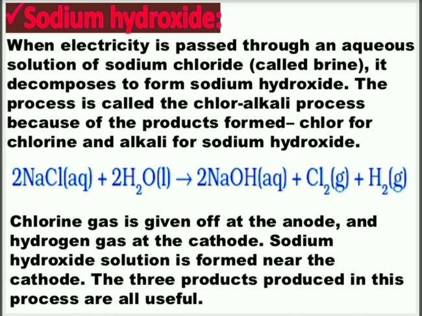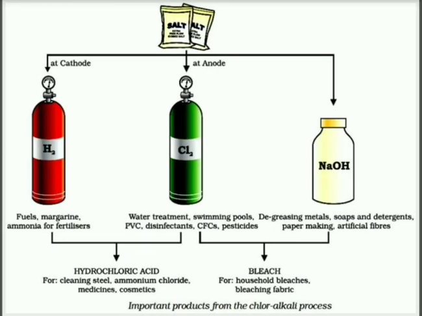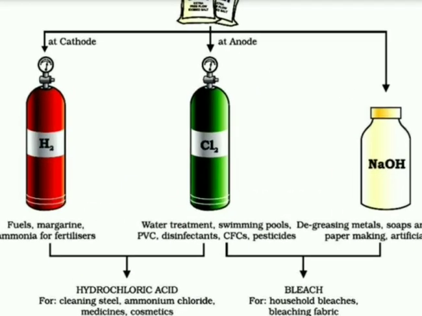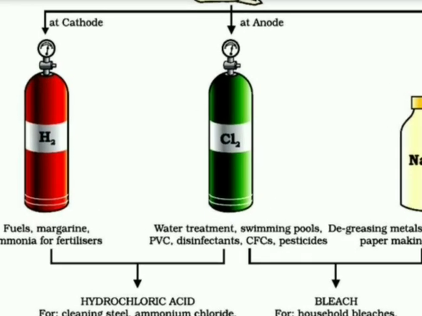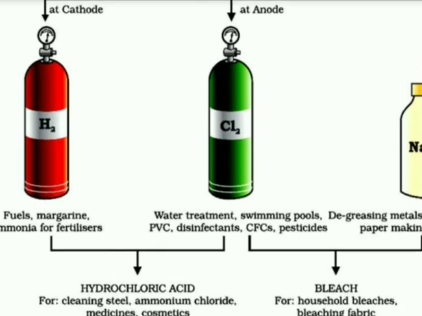These three products are very useful. They have separate uses, and you have to learn each and every use of these products formed. They are very important from the examination view. Now see, in your NCERT also this diagram was given. Salt, common salt we have taken. At cathode we are getting hydrogen gas. At anode we are getting chlorine gas. Nearby the cathode, what we are getting? We are getting NaOH. And the uses are also written here.